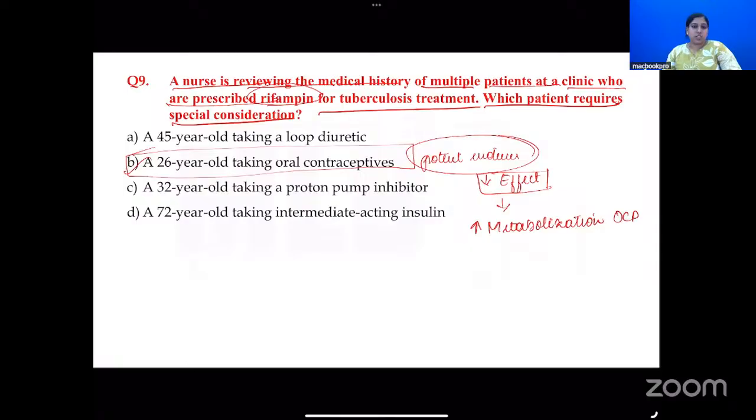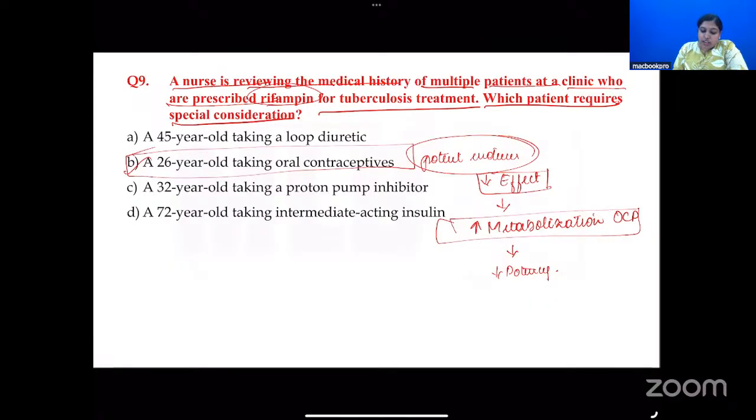Yes, it is an enzyme inducer. It is a potent enzyme inducer, right? So can you tell me in advance what the specific enzymes are which rifampicin is inducing? Yes, so it increases the metabolization of OCP, thereby reducing its potency. Now tell me, it is an enzyme inducer. What enzyme is it specifically inducing?